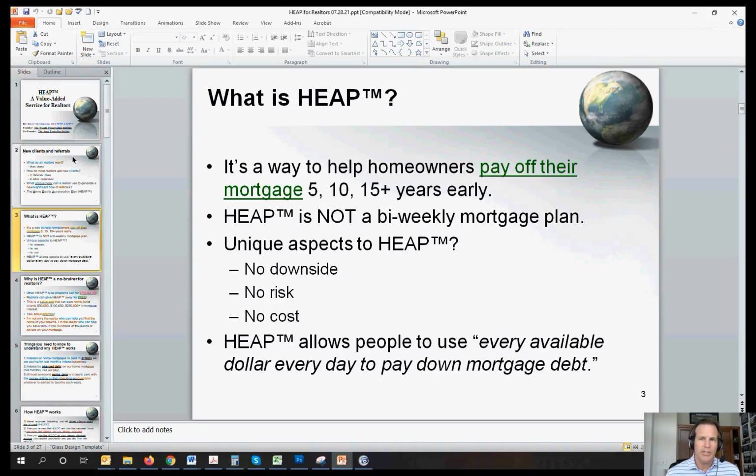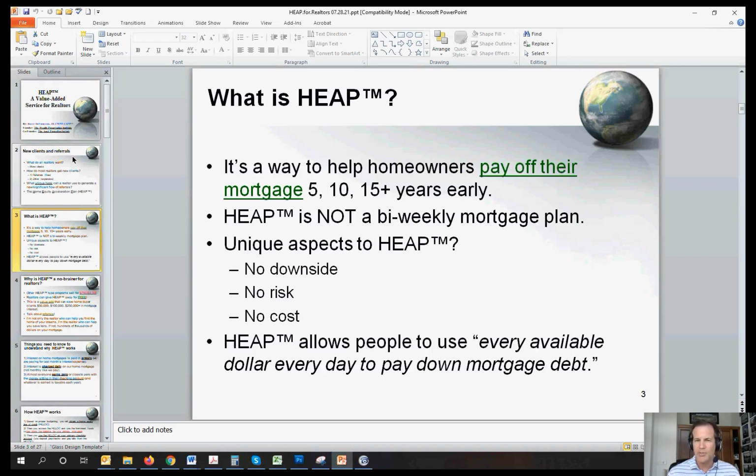So what is HEAP? Well, in summary, it's simply a way to help homeowners pay off their mortgage 5, 10, 15 years early. And so when you talk about paying off your mortgage early, people immediately think of, oh, it's a biweekly plan. No, HEAP is not a biweekly plan. It's much more unique than that.